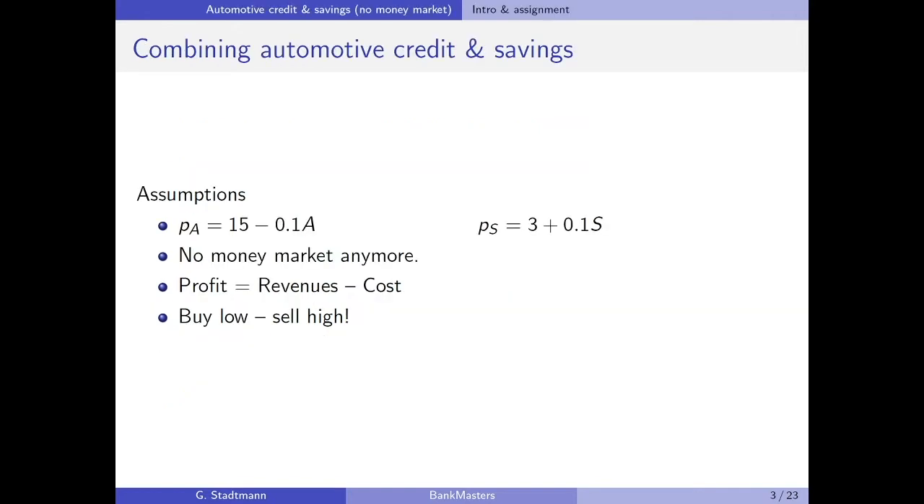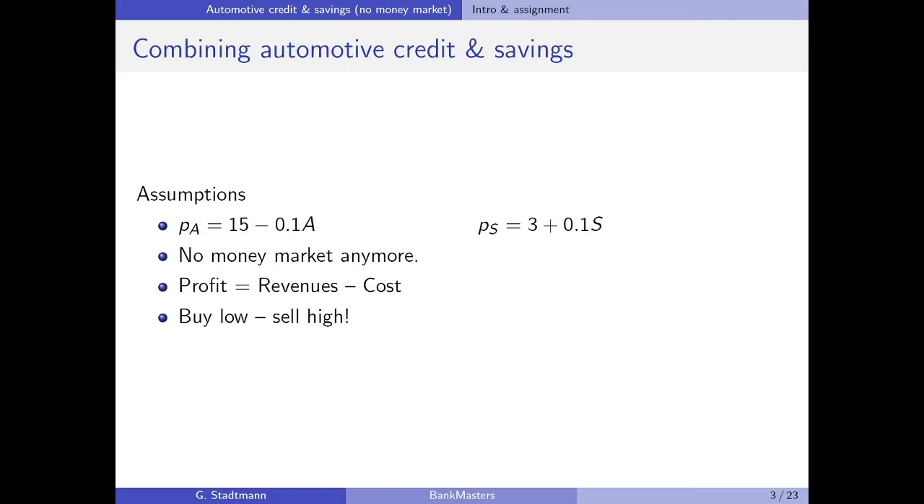So the assumptions that we have in the automated credit and savings is that we have two equations. The first one is the price of the automated credit, given as 15 minus 0.1 times A, whereas the price of the savings is given as 3 plus 0.1 times S. A and S, the capital letters, represent the volume for each of these two operations. The first function, PA, also represents the demand side because it is downward sloping, and this is the demand of the customers for the automated credit.